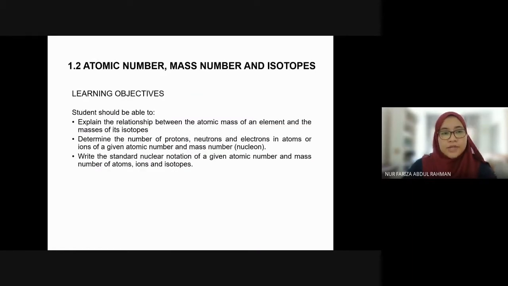All right, so next will be 1.2, atomic number, mass number, and isotopes. These are the learning objectives for the subtopic.